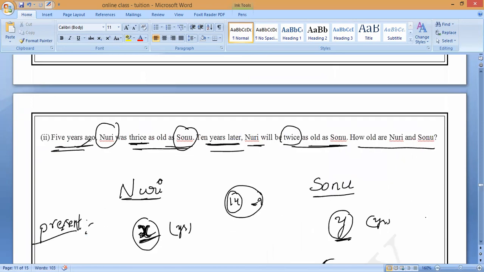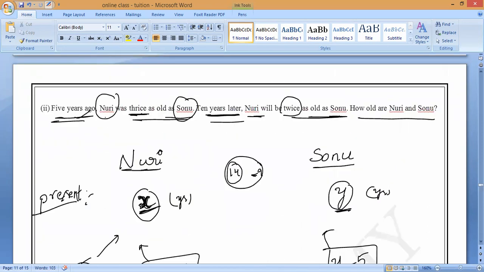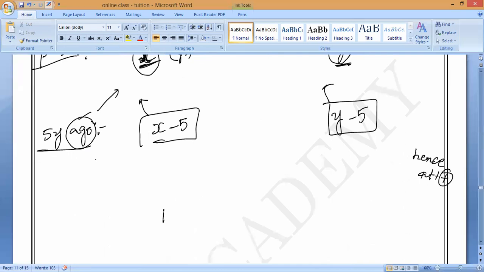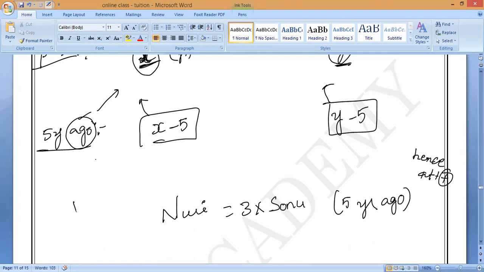Next, what is the first condition? Five years ago, Nuri was thrice as old as Sonu. Thrice means three times. Five years ago, Nuri was three times as old as Sonu. This is our first condition, correct?